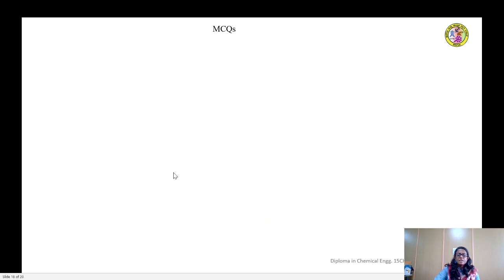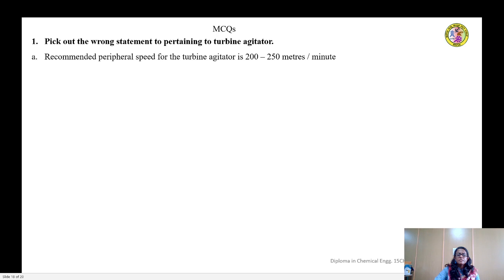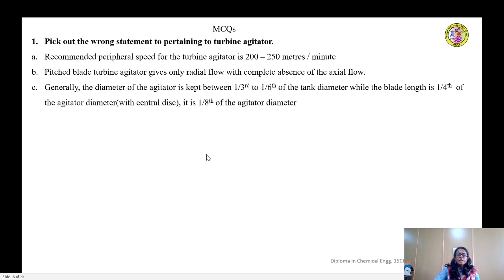It's time to go through some multiple choice questions. Pick out the wrong statement in the following. Recommended peripheral speed for the turbine impeller is 200 to 250 meters per minute. Which bladed turbine agitator gives only radial flow with complete absence of the axial flow? Generally, the diameter of the agitator is kept between 1/3 to 1/6 of the tank diameter, while the blade length is 1/4 of the agitator diameter.